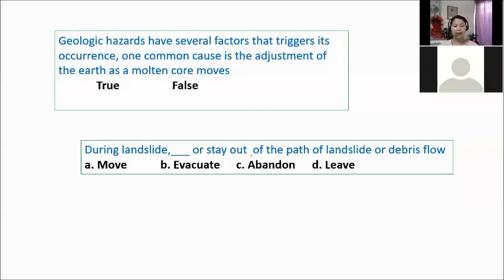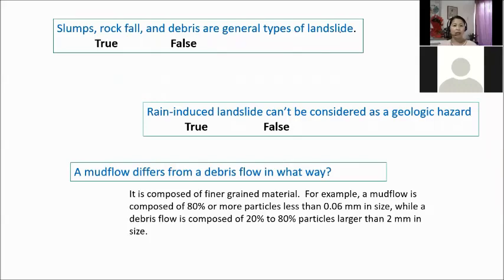Tapos, during landslide, A, B, C, or D, or stay out of the path of landslide or debris flow. So the answer for this is B, evacuate or stay out. Slumps, rockfall, and debris are generally types of landslide. The answer is true. Rain-induced landslide cannot be considered as geologic hazard. Can't. So this is false. Now, mud flow differs from debris flow in what way? It is composed of finer grained material. For example, a mud flow is composed of 80% or more particles less than 0.06 mm in size, while debris flow is composed of 20% to 80% particles larger than 2 mm in size. So, pag mud flow, smaller particles, yung debris flow, larger particles.